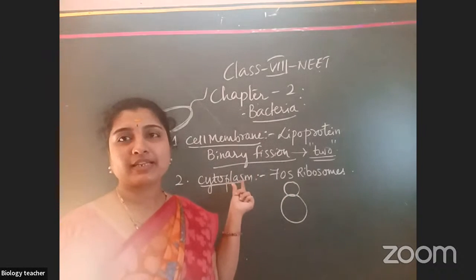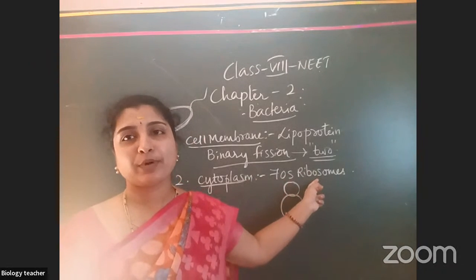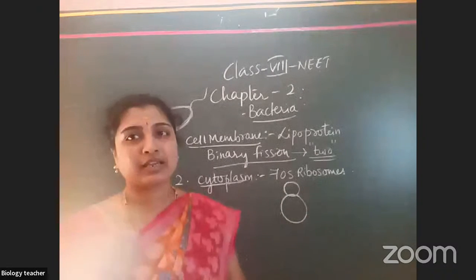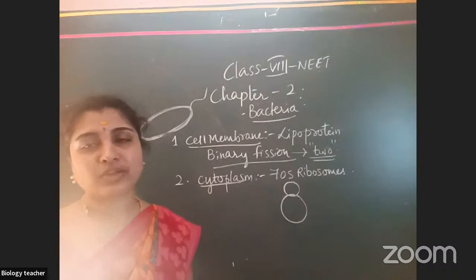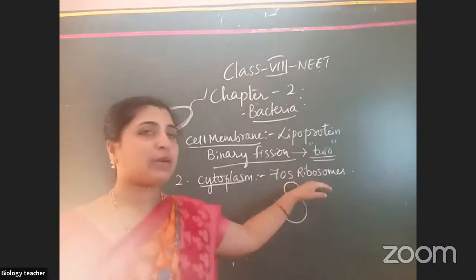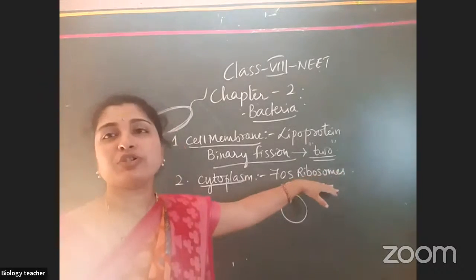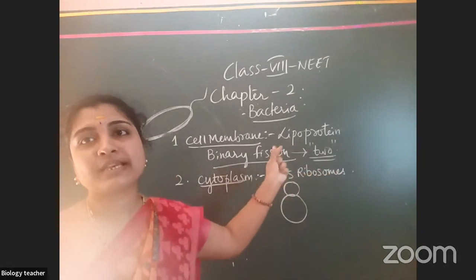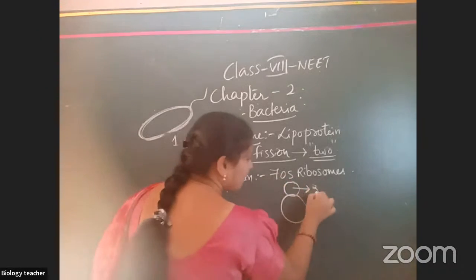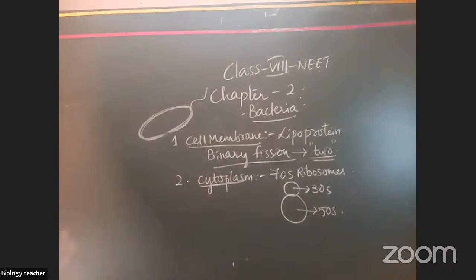So what is present inside the cytoplasm? Only ribosomes are present. Ribosomes produce proteins. You will be studying this in other classes. In each and every plant cell and animal cell, ribosomes are present. So in bacterial cytoplasm, ribosomes are present. Which type of ribosome? 70S ribosome. It is made up of two subunits, one is 30S and one is 50S.